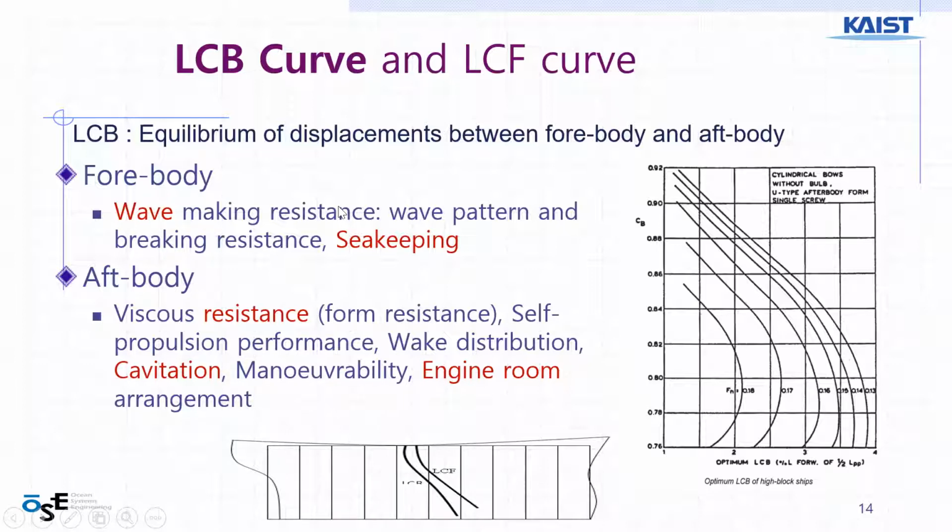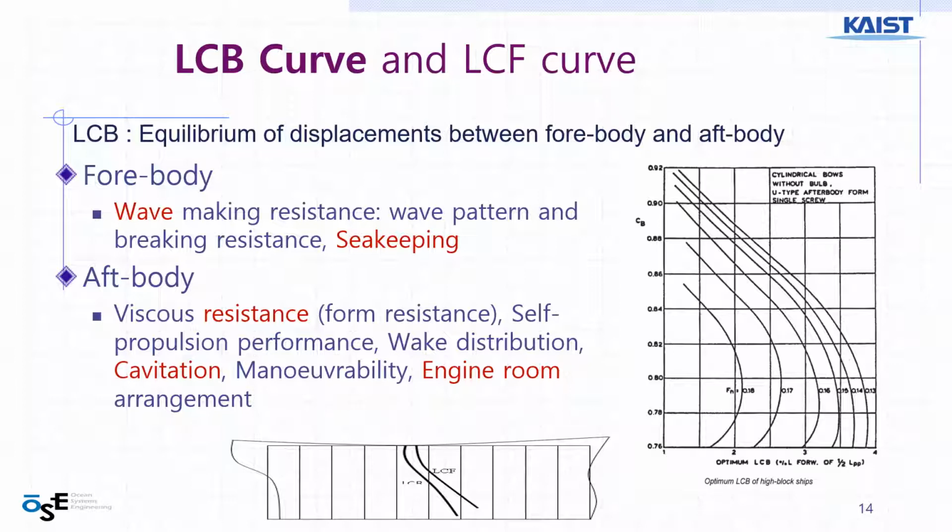And the forebody affects wave making resistance, wave pattern, breaking resistance, and seakeeping. Once again, how well the ship behaves in a rough sea is seakeeping. Afterbody: resistance, propulsion, because the propeller is here, so the shape of the afterbody affects the performance of the propeller. And wake distribution, cavitation, maneuverability.